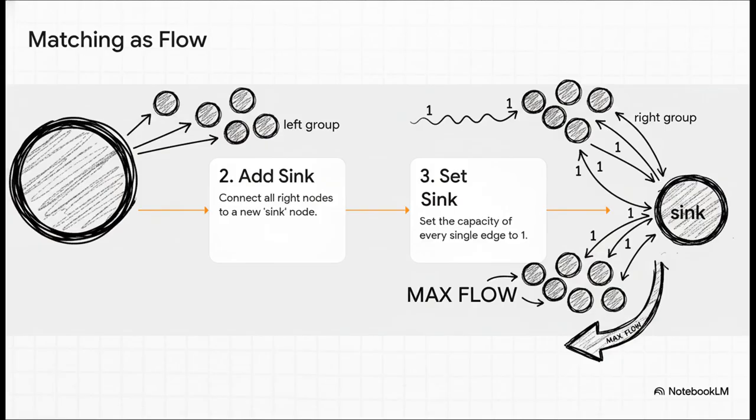First, you add a single source node that connects to every node in the left group. Then, you add a sink node that everything in the right group connects to. Think of it like a single faucet and a single drain. If you say every pipe in this new system can only handle a capacity of 1, then the total maximum flow you can push from the source to the sink is exactly equal to the size of the maximum matching.